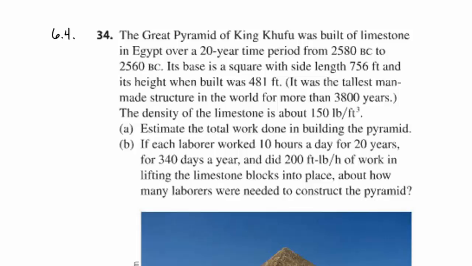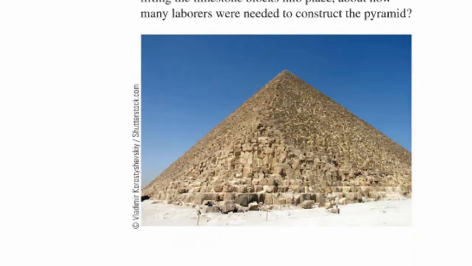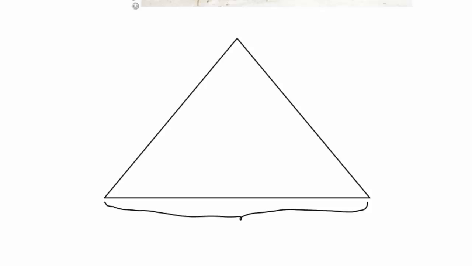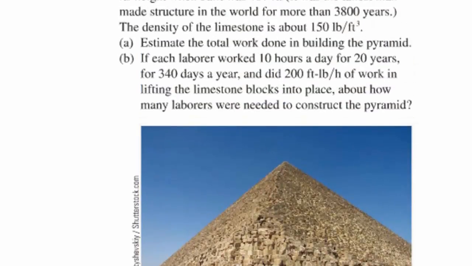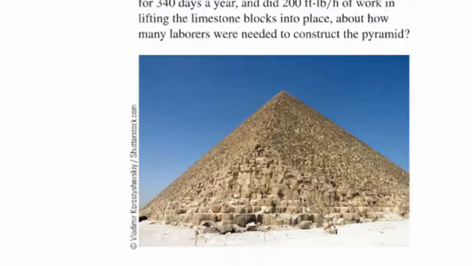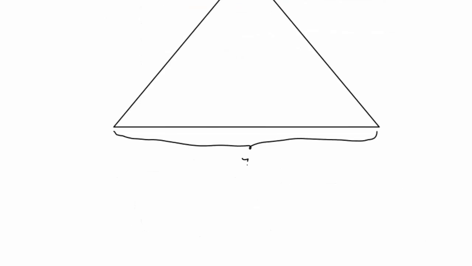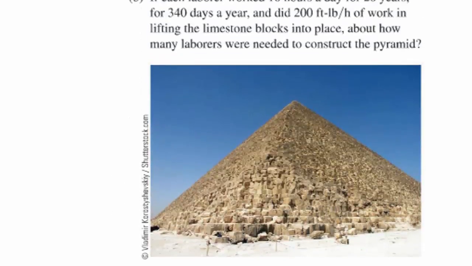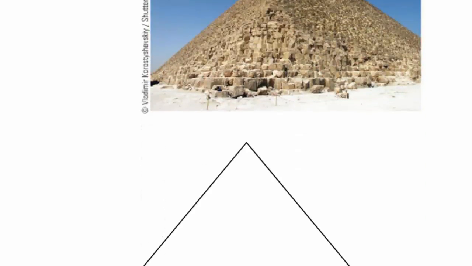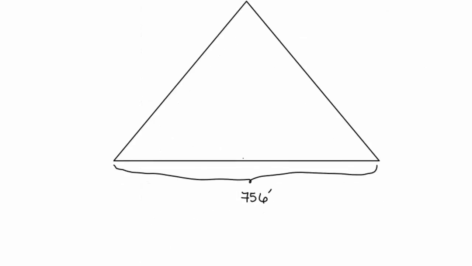Well, let's kind of draw a picture here, a side view. I'll scroll down to do that. It's something like this. I already forgot what the base was, 481 feet. Is that right? No, 756 feet is the base. So 756. And we know the ultimate height of this when it was originally built was 481 feet. So this height here is 481 feet.